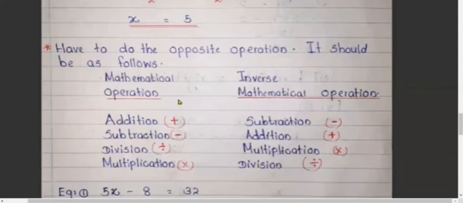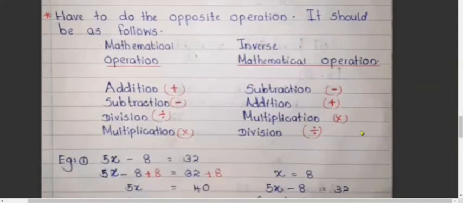Children, remember this. You have to do the opposite operation. It should be as follows. Mathematical operation, inverse mathematical operation. Addition, inverse will be subtraction. Subtraction, then addition. Division, multiplication. Multiplication, division.